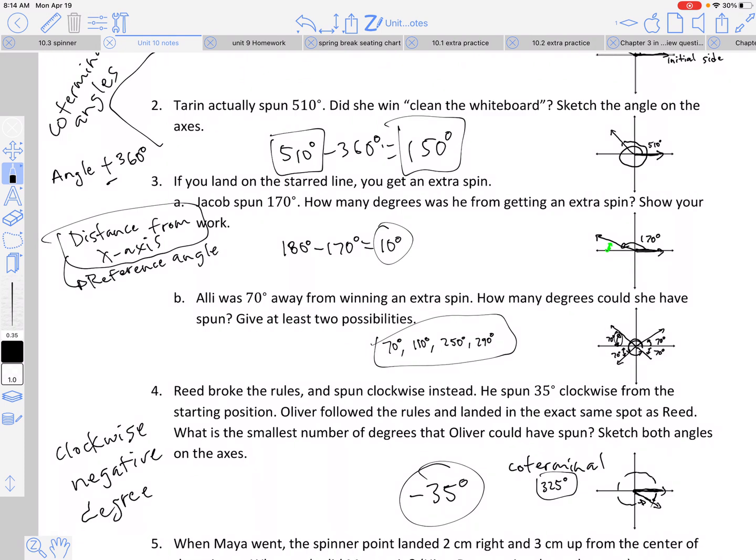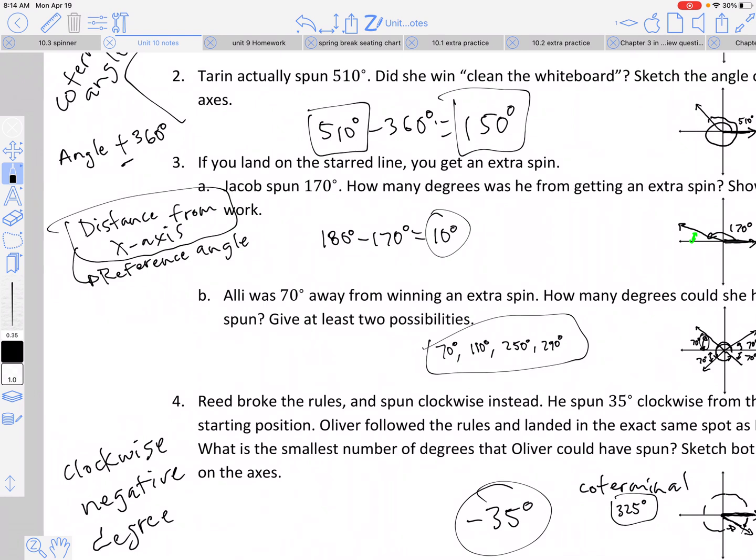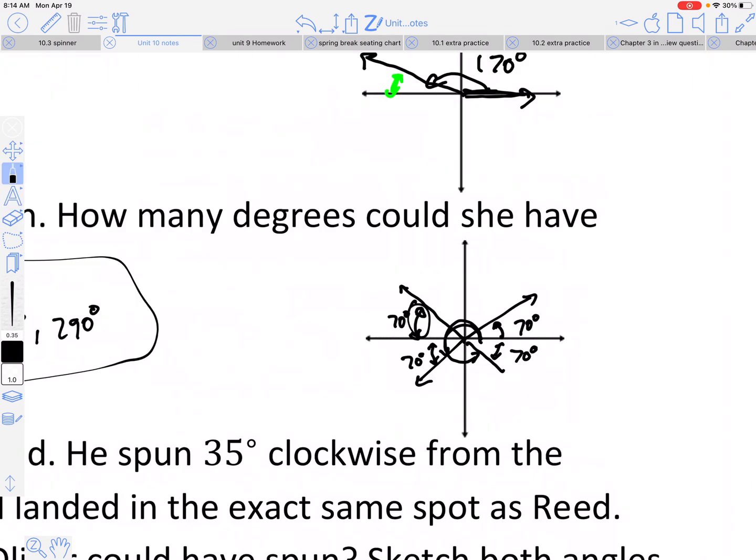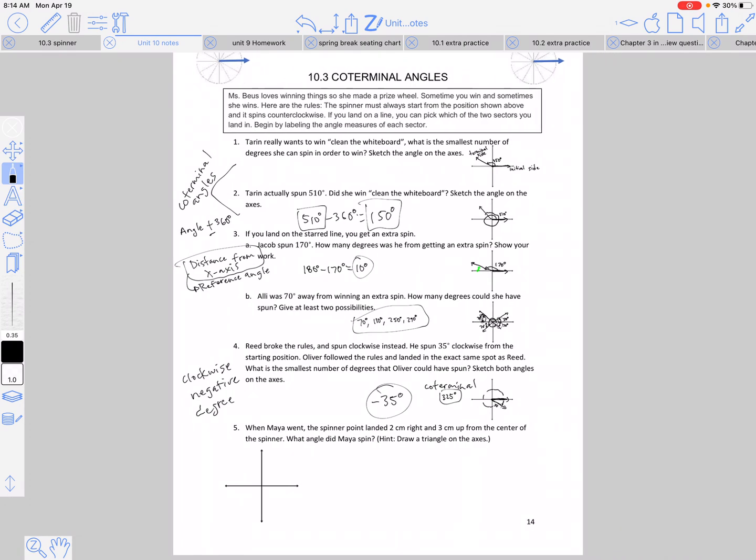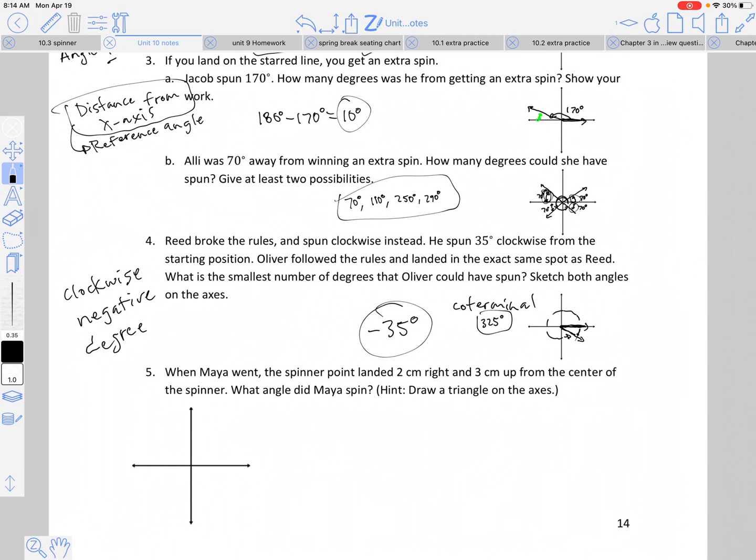We also learned about reference angles real quick right here. Reference angles are when you measure from your terminal side to the x-axis. Sometimes it'll be your legit angle, sometimes it won't. Sometimes it could just be negative, but the reference angle we will write as positive. It's the distance from the closest x-axis, basically. And then if you decide to spin clockwise, you're just going to write your degree as a negative.